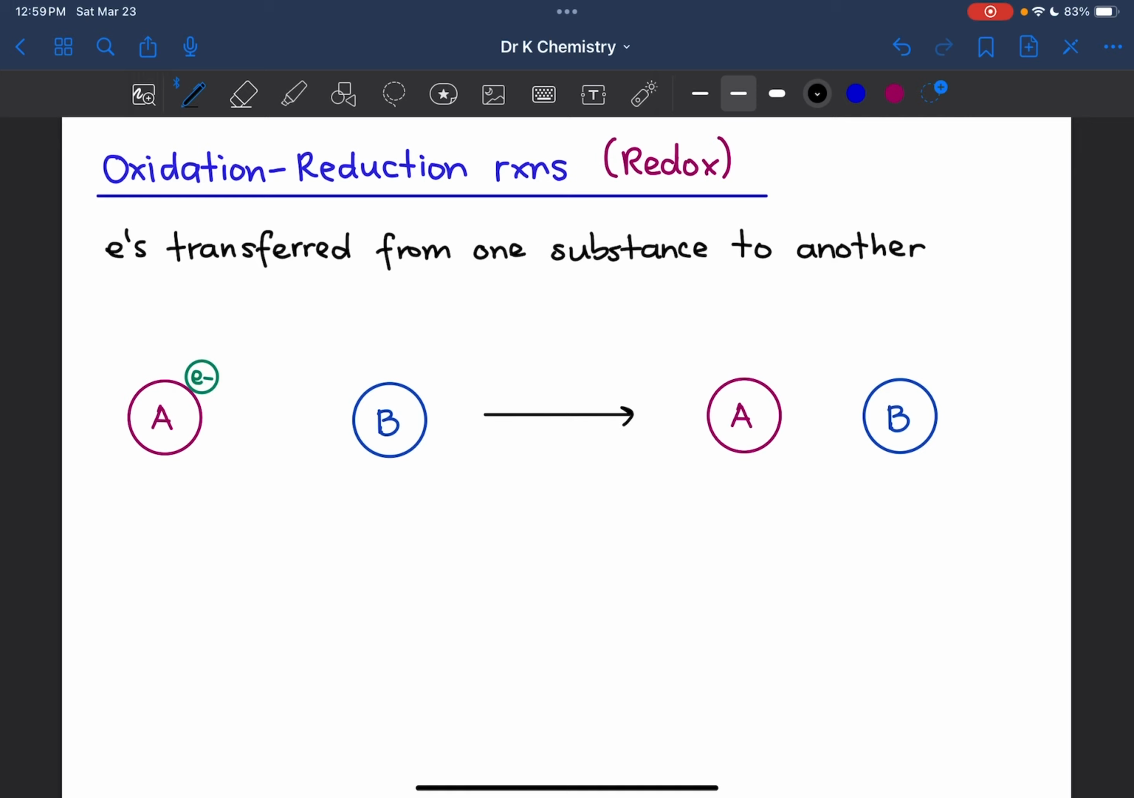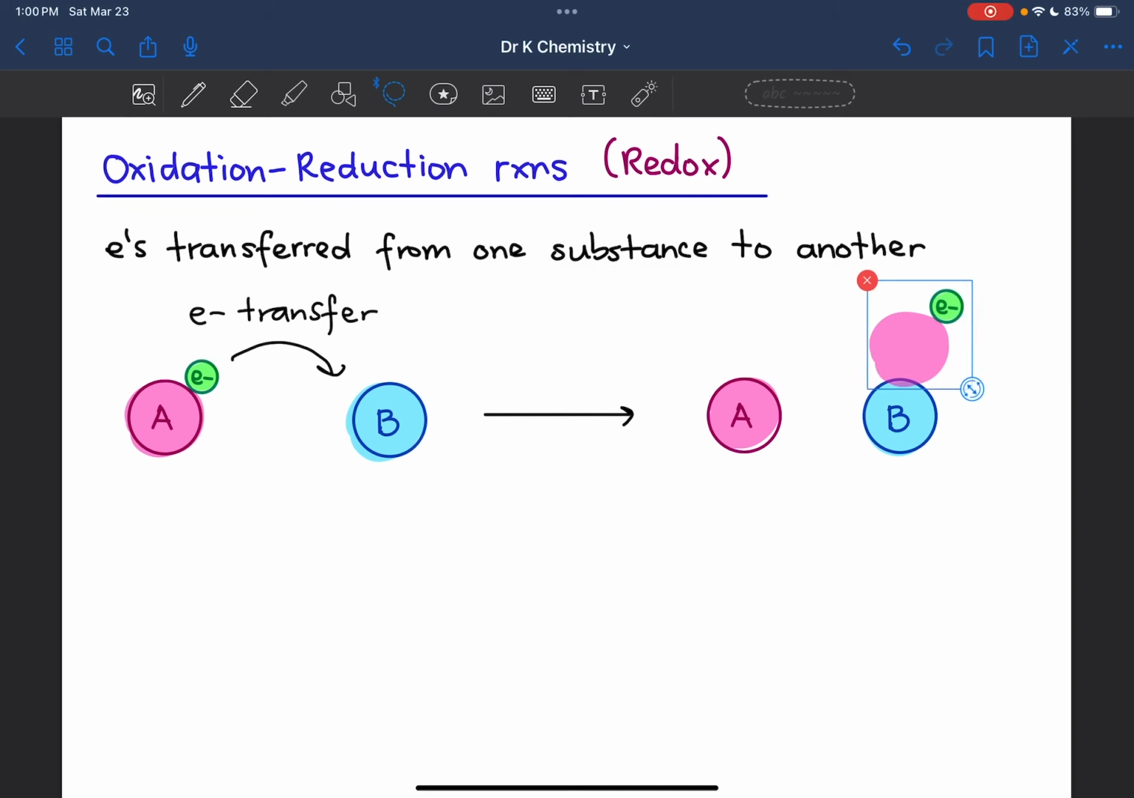In a redox reaction, an electron is going to be transferred from one substance to another. So for example, here we have A, and then we have B, and there is an electron that is currently on A. So in a redox reaction, that electron is going to be transferred from one substance to another. So instead of having that electron attached to A, we are going to give it to B instead. And in a nutshell, that is a redox reaction. All we did was transfer that electron.